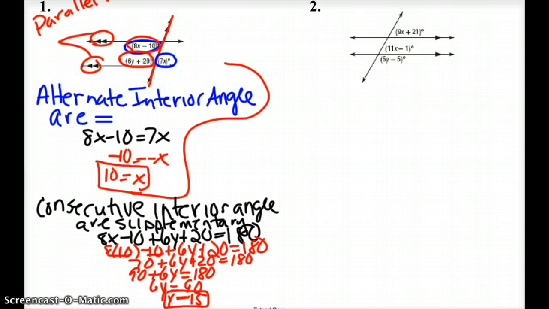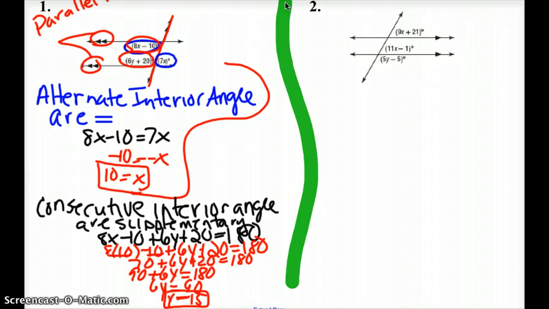All right, let's go on to our next problem. Number 2, I've got to find my x and my y, and so let's see here. I don't want to have two variables, so I'm looking at my x here, and I'm looking at my x expression right there. And at that point, I'm thinking, what is the special angle pair name? Those would be called corresponding.